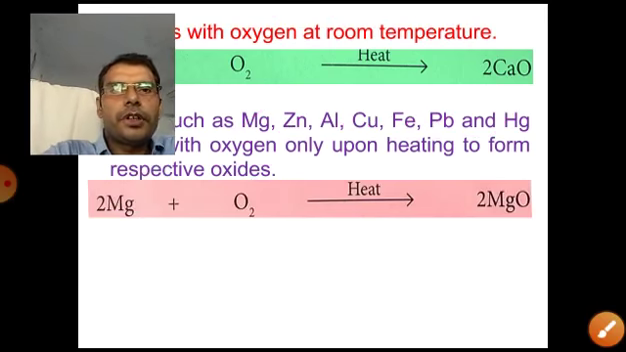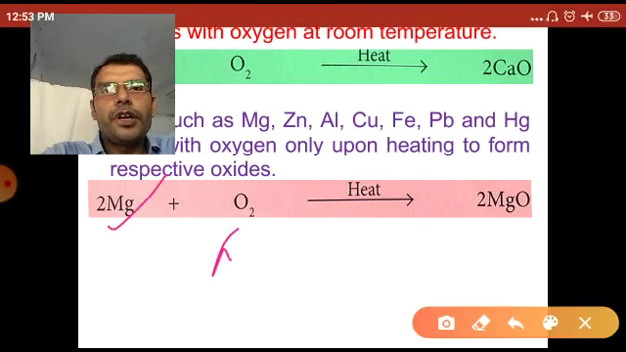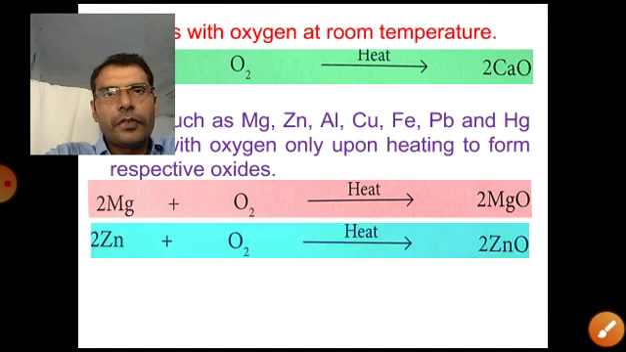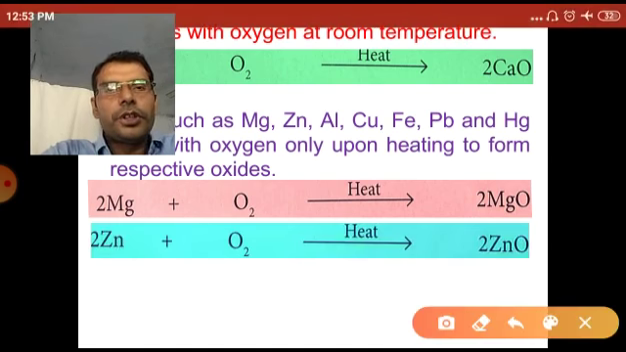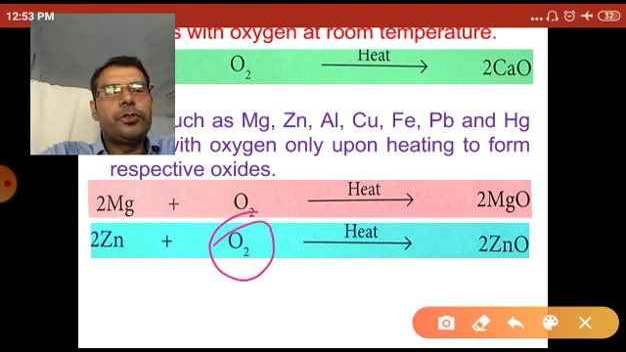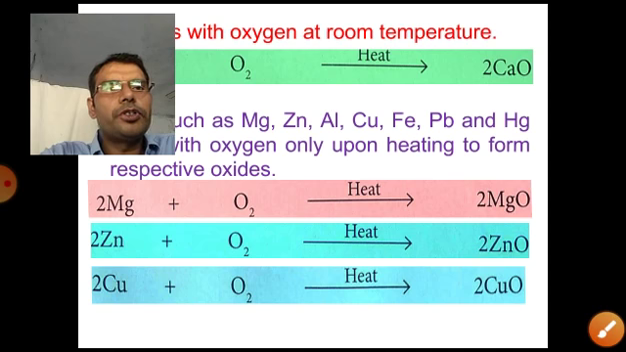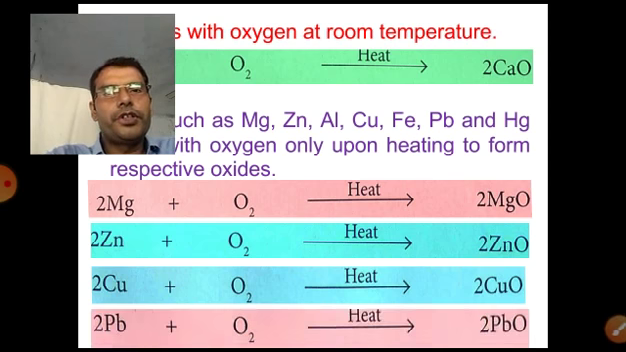So for example, magnesium reacts with oxygen on heating and forms magnesium oxide. It means when magnesium ribbon burns in the presence of air, then magnesium changes into magnesium oxide. Zinc heated in the presence of oxygen forms zinc oxide. Copper heated in the presence of oxygen forms copper oxide, cupric oxide. Lead heated in the presence of oxygen forms lead oxide.